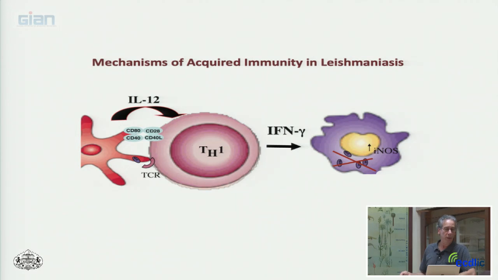And then these cells will make a lot of interferon gamma, and they'll act on these infected macrophages or monocytes, whatever phagocytes have taken up these parasites, to upregulate inducible NO-synthase, and you'll get production of a lot of nitric oxide, which is diffusible, and start killing these parasites. So that's how that works. There's no reason to think that these same mechanisms don't also work in humans the same way.